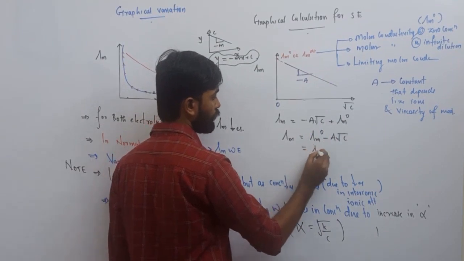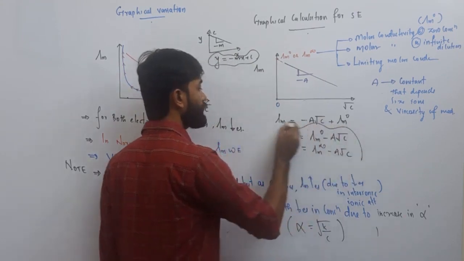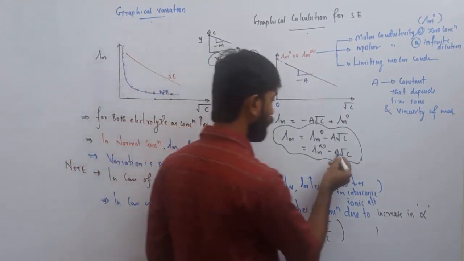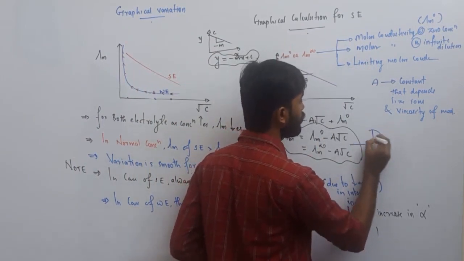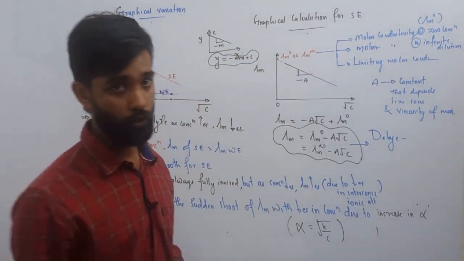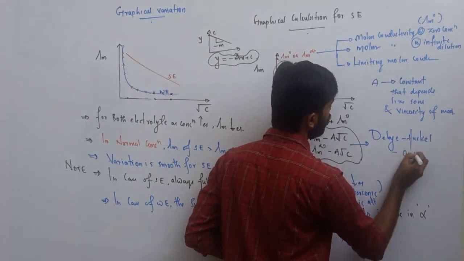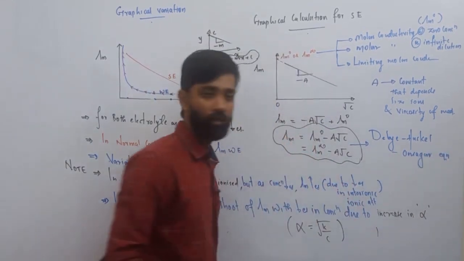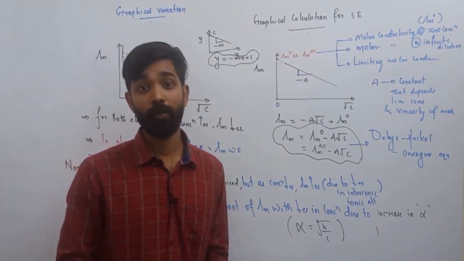Or lambda m0 is otherwise lambda m infinity, minus a root c. And this is the equation, and it can be used for a strong electrolyte. You know the term A, and lambda m infinity or lambda m0, you know the concept. This is an equation for a strong electrolyte because it is derived from the variation of a strong electrolyte. This equation is known as the Debye-Huckel-Onsager equation, or in a simple form, the Onsager equation. So lambda m equals lambda m0 minus a root c.